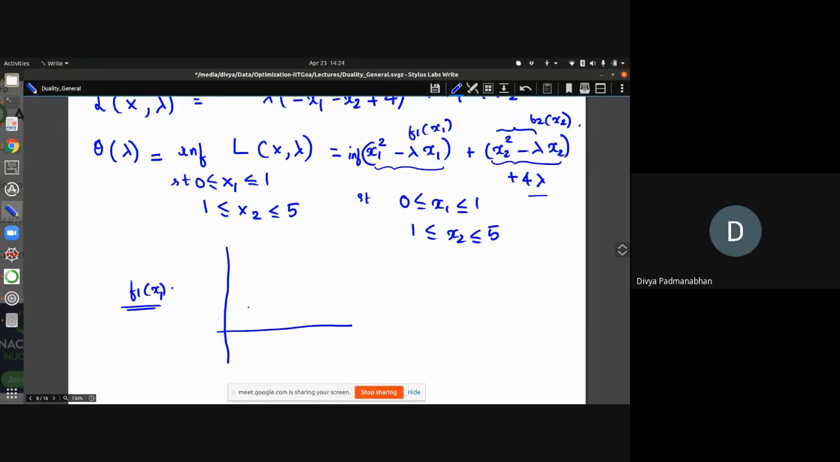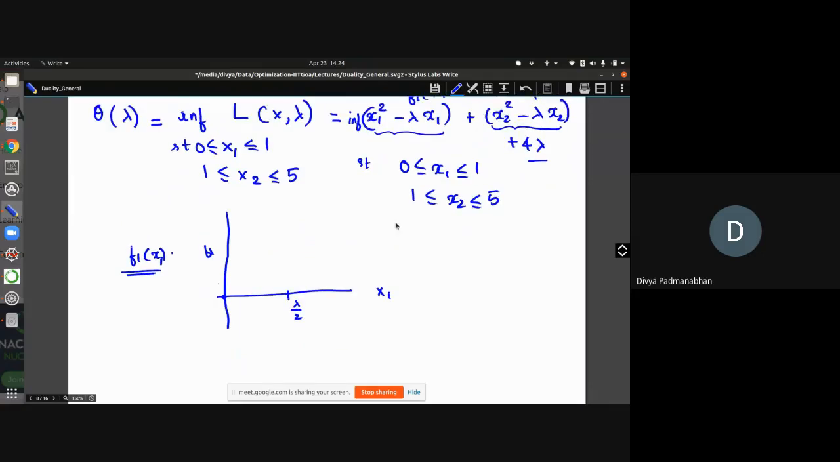For x1 equal to 0, the function takes a value 0. So this is f1 and this is x1. At the point lambda by 2 something is going on, because the gradient is 0. If f1 of x1 is x1 square minus lambda x1, the gradient of f1 is 0 at x1 equal to lambda by 2. And you will also see that this function is convex.